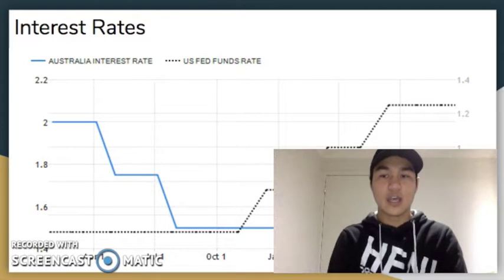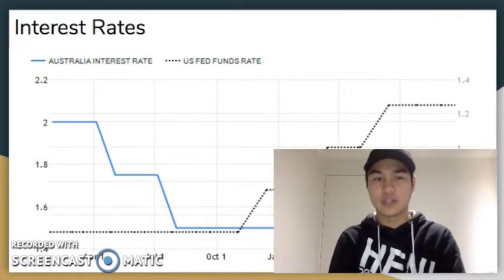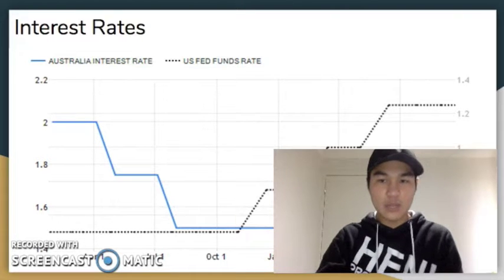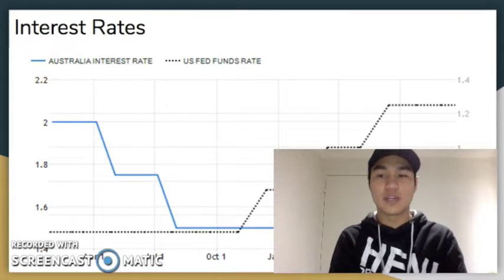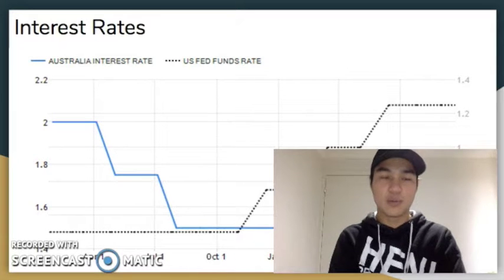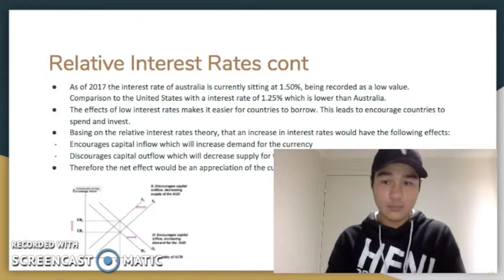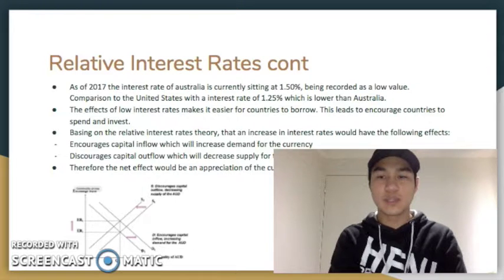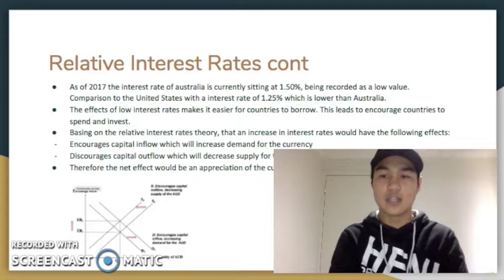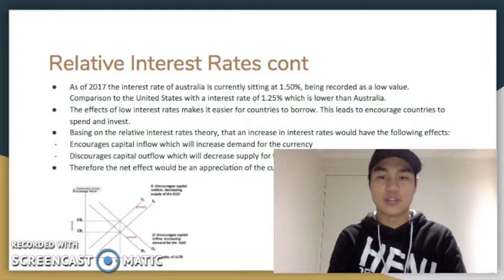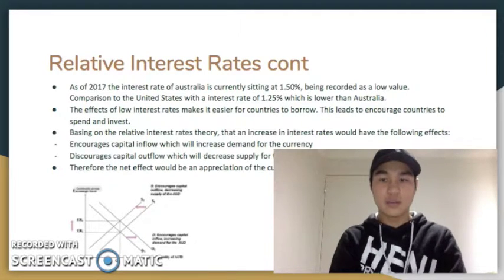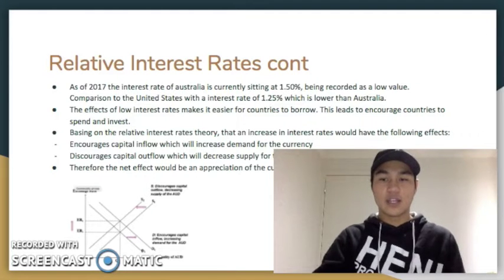Interest rates. As of 2017, the rate of Australia is currently sitting at 1.5% according to the Reserve Bank of Australia, while the Federal Reserve has set US interest rates at 1.25. Interest rates affect consumer spending. The higher the rate, the higher the loans will cost them, and the less they will be able to buy on credit. Based on the relative interest rate theory, an increase in interest rates would have the following effects.